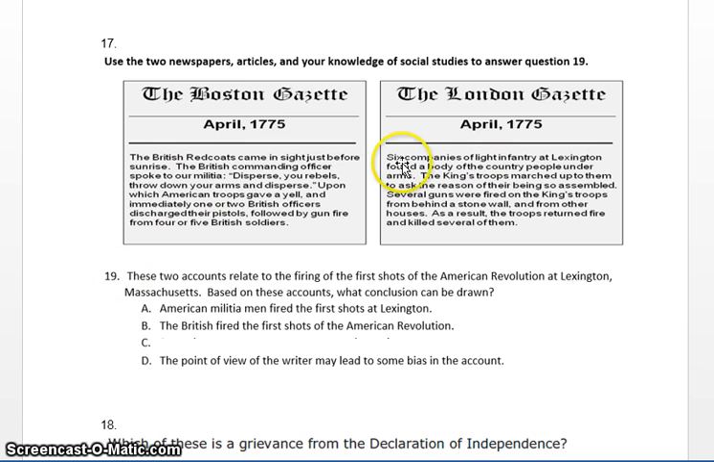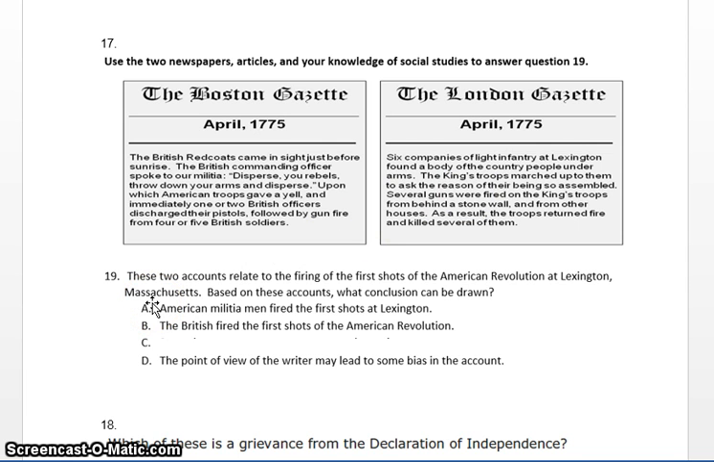19. These two accounts relate to the firing of the first shots of the American Revolution at Lexington, Massachusetts. Based on these accounts, what conclusion can be drawn? A. American militiamen fired the first shots at Lexington. B. I'm going to read the answers again. So this one over here is an American paper saying the British caused it. This one's a British paper saying America caused it.